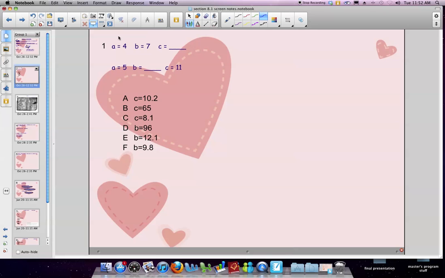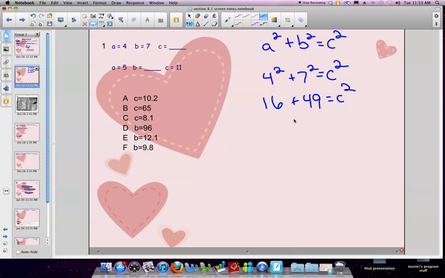There we go. Okay, so a couple of example problems. If I give you a triangle in which one of the legs is 4 and one of the legs is 7, can you tell me what the length of the third side would be? To do that, our formula is a squared plus b squared equals c squared. So we would stick 4 in here. We would square these numbers. We would add them together.